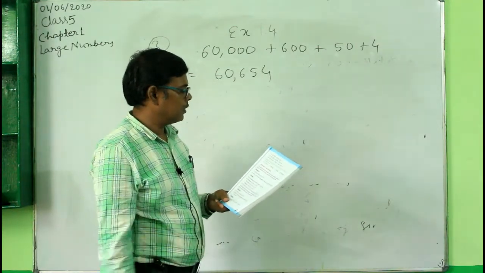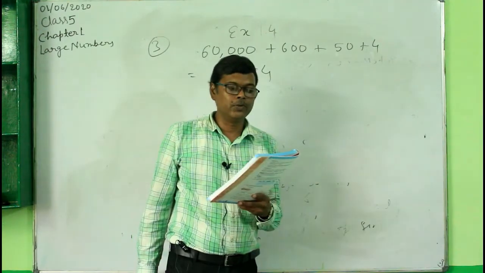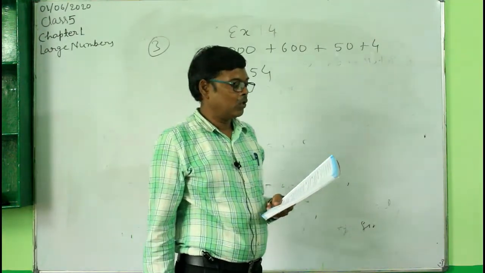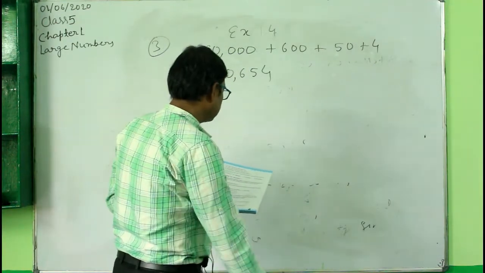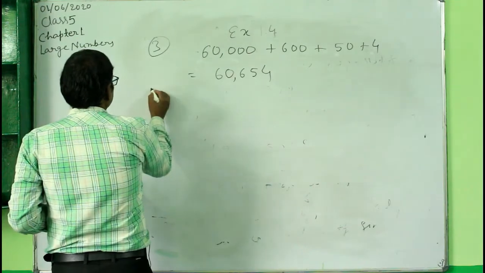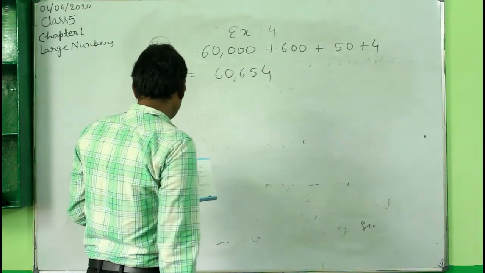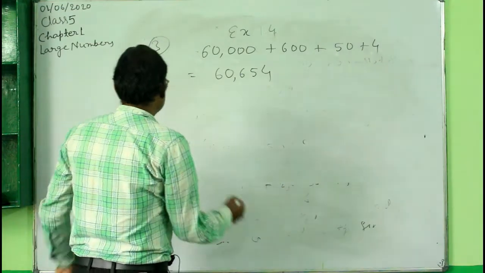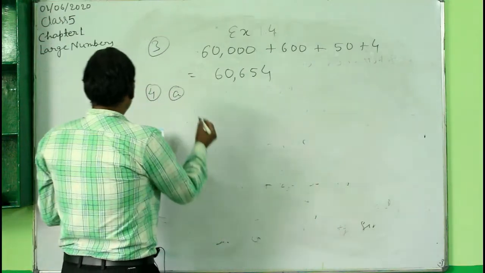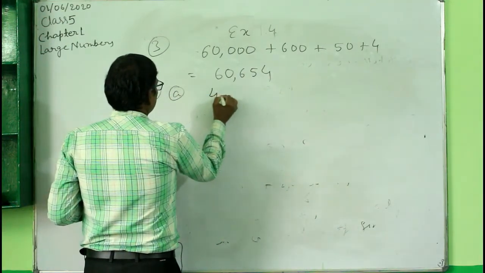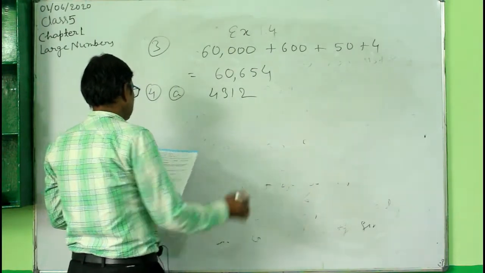And here the last question is number 4. Write the following numbers in the international system of numeration and expand them all. Okay. So we have to write this in the international system of numeration. Question number 4. So how will you write here again? And also we have to expand them all. So question A is 4312354.